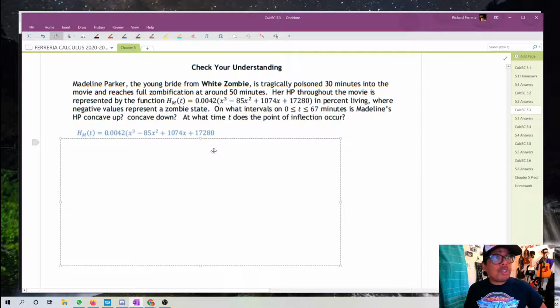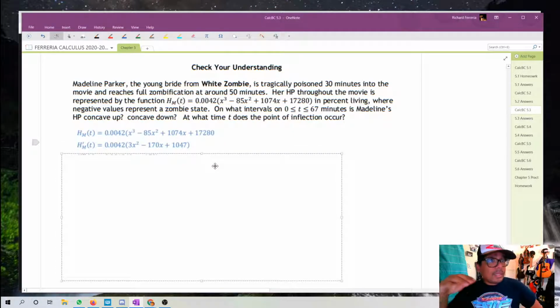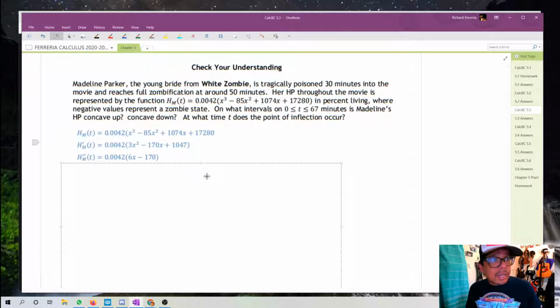Let's find our first derivative. Here's our first derivative. Since 0.0042 is a constant, we can just take the derivative inside the parenthesis, and that will work just fine. So we have our first derivative is equal to 3x squared minus 170x plus 1047. And after that, we're going to find our second derivative. So our second derivative is, again, just inside the parenthesis, 0.0042 times 6x minus 170.